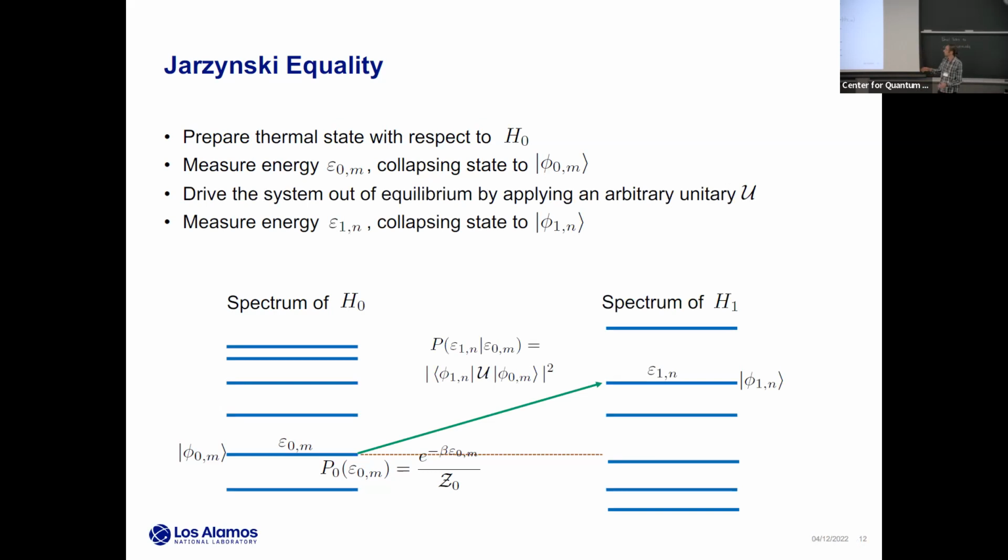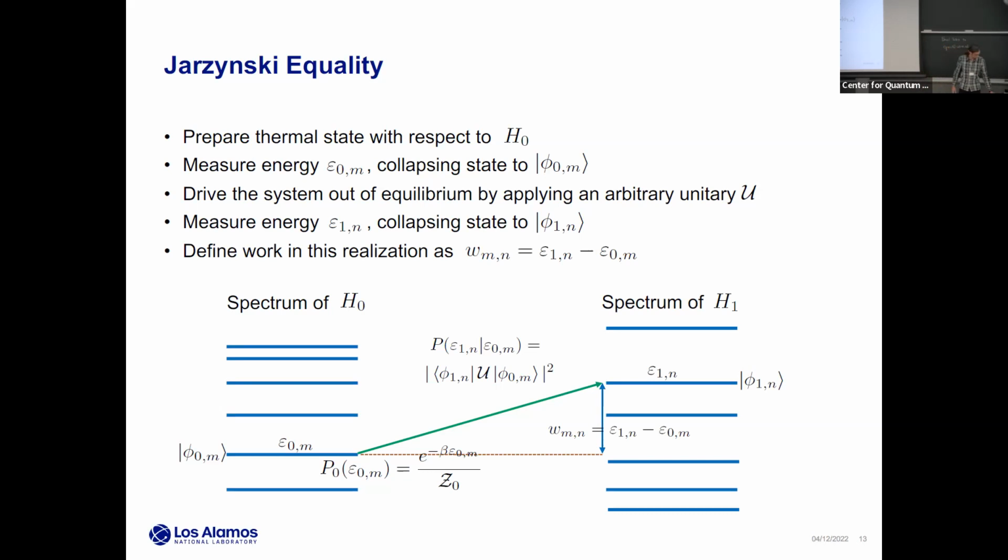Then we evolve the system with some unitary, which we refer to as the non-equilibrium process, because after that evolution, the system is not in thermal equilibrium anymore. Then we do a measurement of the target Hamiltonian H1 and find the value epsilon_n^1. This value occurs with some probability given by this transition matrix element. And finally, we call the difference between the two energy measurements we did work.